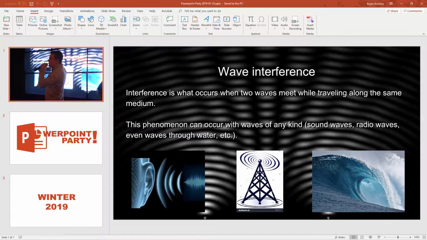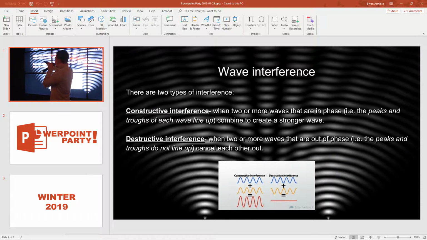So we all know what wave interference is. It happens with sound waves, water waves, radio waves. It's what occurs when two waves meet while traveling along the same medium. There are two types of interference. You've got constructive interference and destructive interference. Constructive means that they match up, peaks and valleys, they're in sync. Destructive means they totally cancel each other out. Make nothing.